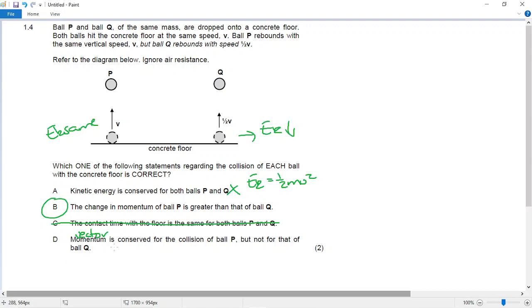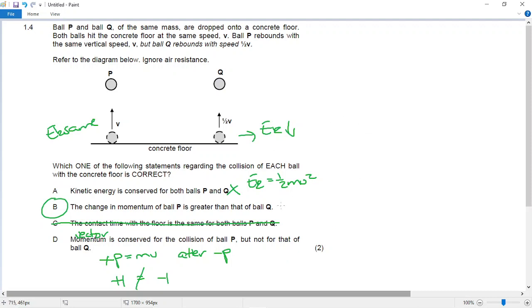And the vector is given by the sign of the velocity. So if we think about ball P, its momentum before the collision is plus P, which is equal to mv, if we say down is positive. And then after the collision, its momentum is minus P. So is plus 1 the same as minus 1? Are they equal? No, they are not. So we cannot say the momentum is the same because the momentum has changed its sign. But I do agree D looks quite correct.